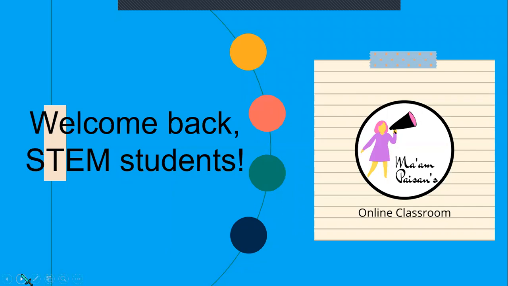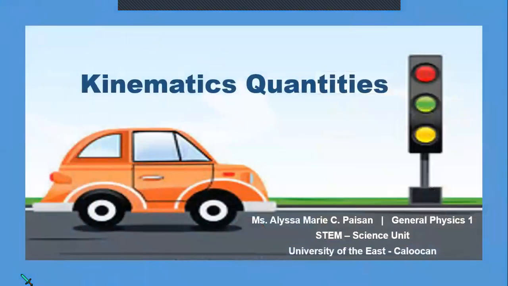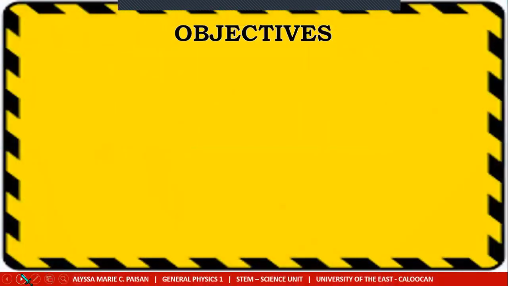For today, we're going to discuss another topic which is divided into three parts. This one will be about kinematics quantities. These topics are all under Module 3, Kinematics Motion Along Straight Line. Let's start with identifying the objectives.